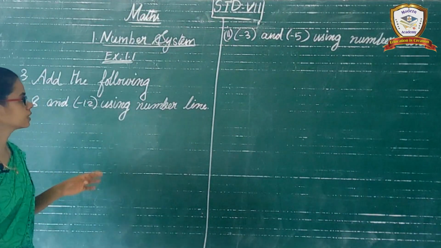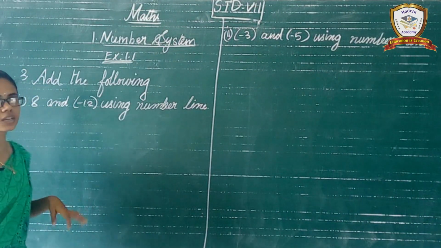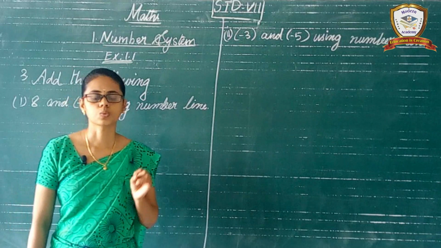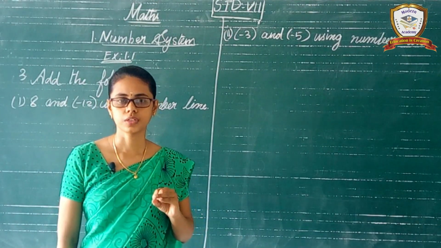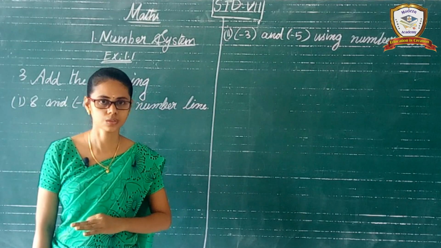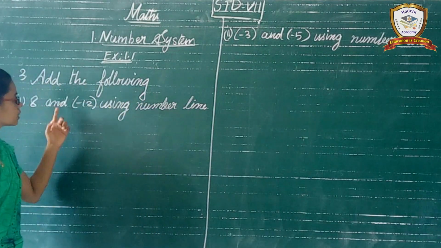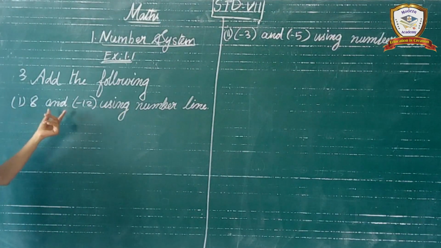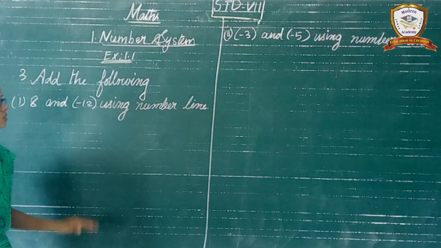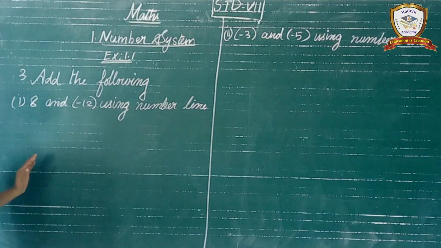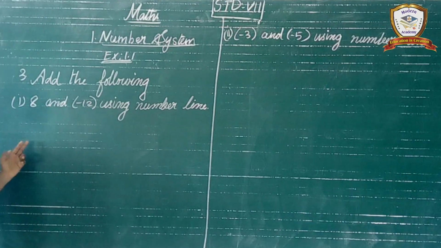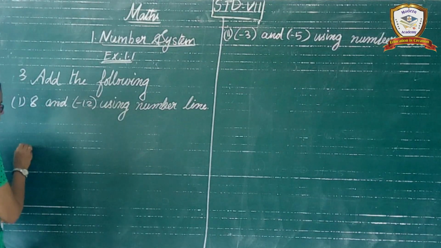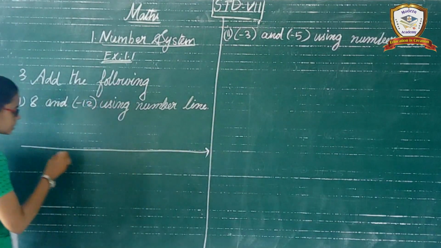Before we enter the third round letter, let us see what we have seen in the previous class. So what is an integer, then properties of integers, addition of integers. Now we have to see the third round letter. Add the following, 8 and minus 12, using number line. So we need to add the integers by using number line. Let us see the first question.